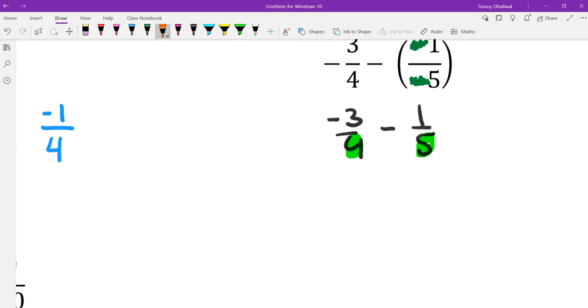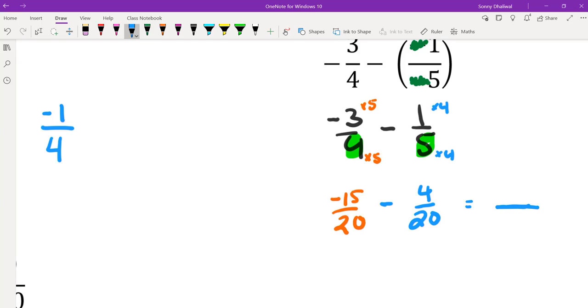So I can multiply 4 times 5 gives me 20. And whatever I do to the bottom, I have to do to the top, and multiply this by 5. Right? So this becomes negative 15 over 20. On the other one, I need to turn the 5 into 20, so I multiply it by 4, and I multiply the top by 4. So this becomes 4 over 20.